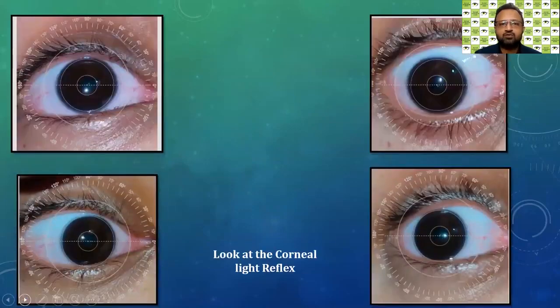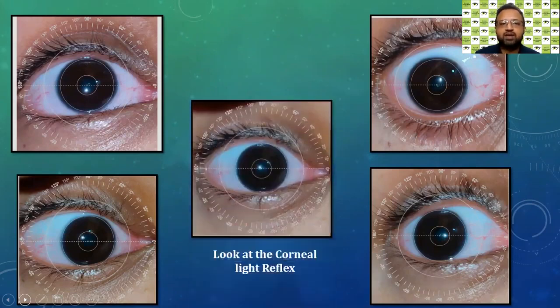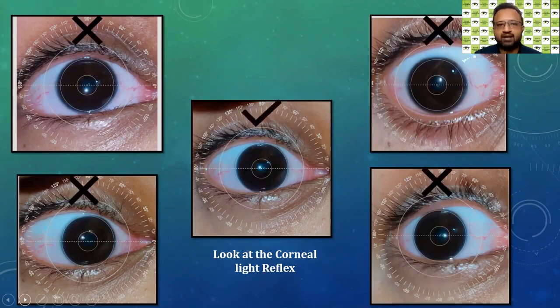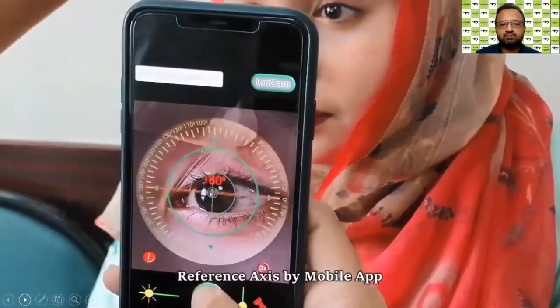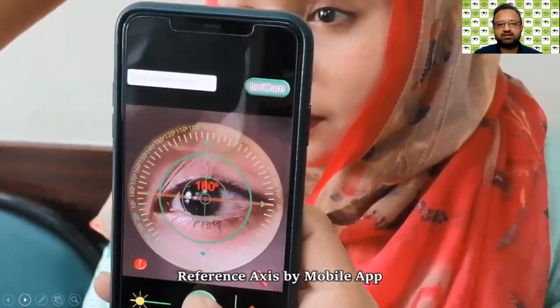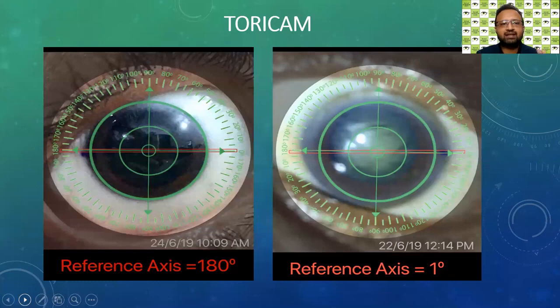And also when we take the picture, we have to look at the corneal red reflex, and the limbal line should be in the center, and our corneal light reflex should be in the pupillary center, and the middle picture is correct. And this is the Toricam. We just took the picture. It's a very easy app by Dr. Graham Barrett. We just take the picture, and when we give the manual reference marking, this picture gives us our actual reference marking.